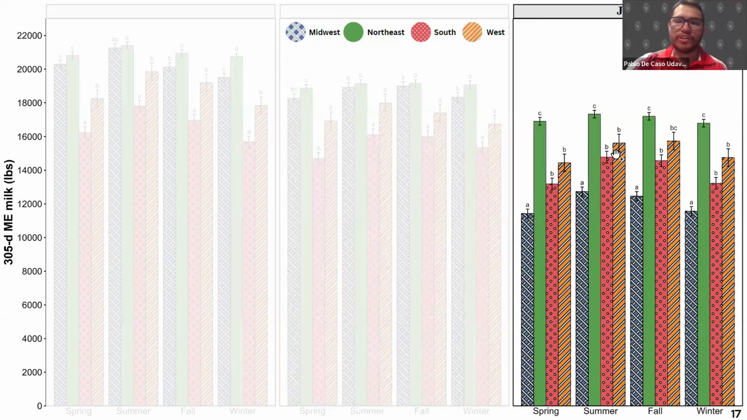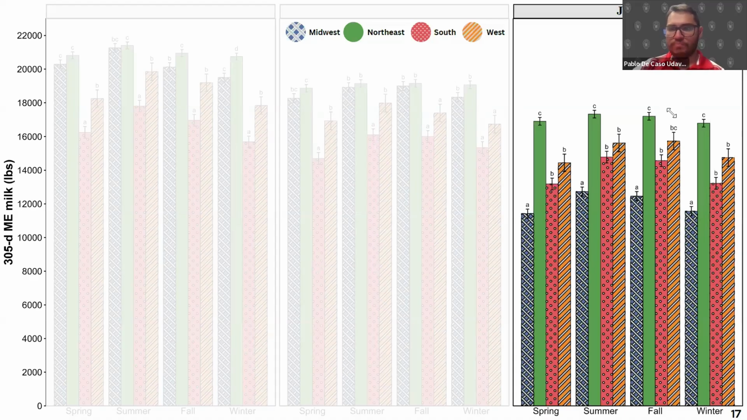And then lastly, for the Jerseys, we can see a very different pattern. The Northeast and the Midwest were pretty similar for Holsteins and crossbred, but here the Jerseys from the Midwest differ quite a bit from the Northeast Jerseys and from the South and the West Jerseys. This is something interesting to look into because their milk yields are pretty close across seasons, but they do differ quite a bit in terms of region.